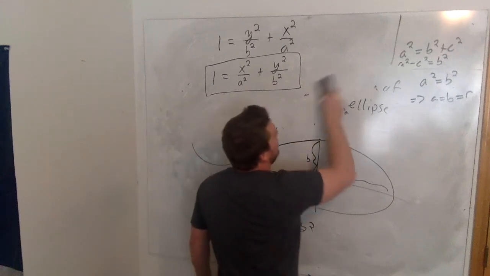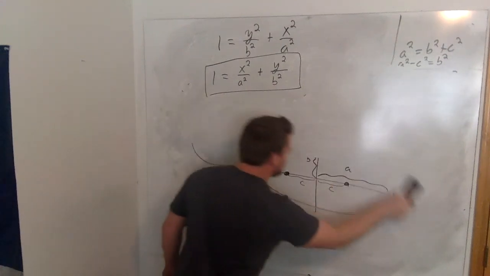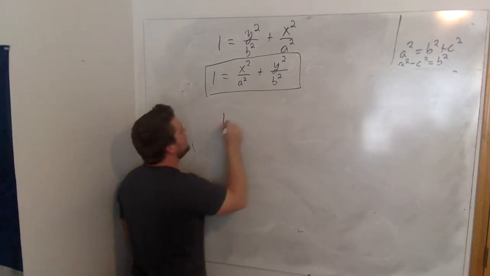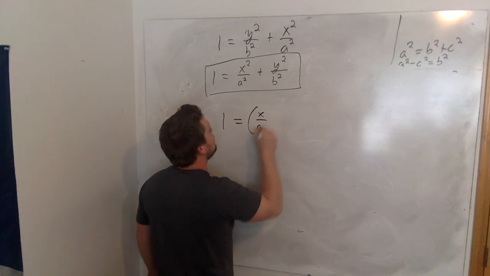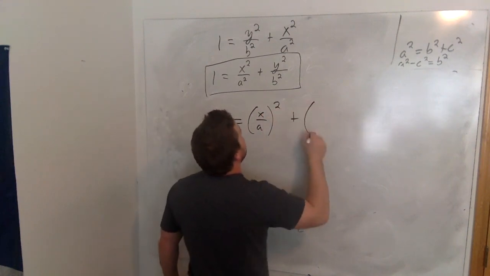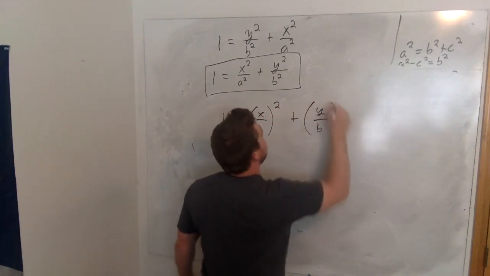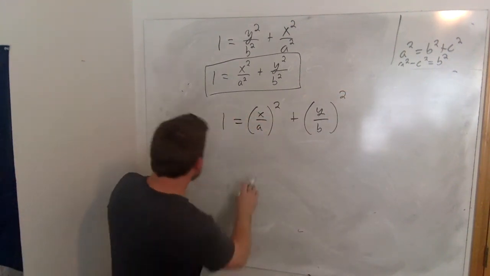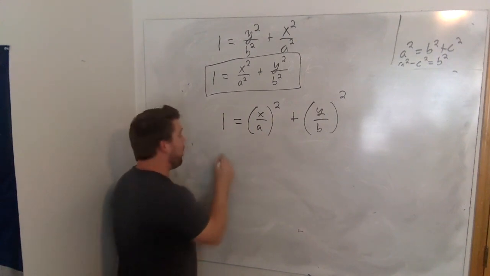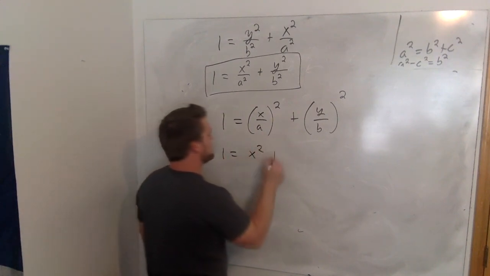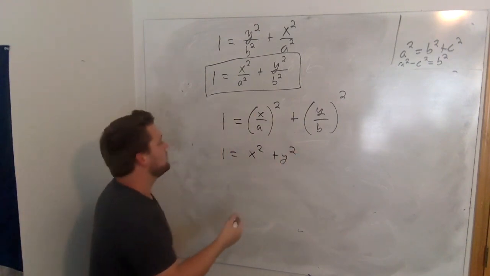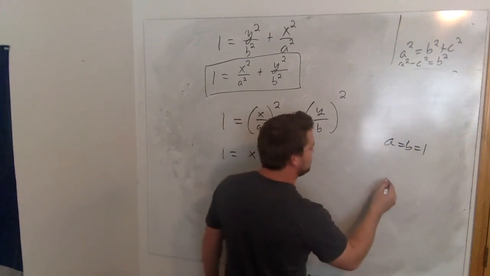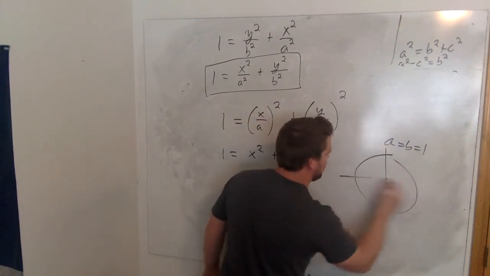Another great way to think about this formula, the way I like to think about it, is how about we write it like this: 1 is equal to x over a, quantity squared, plus y over b, quantity squared. Okay, well, if A and B were both just 1 here, this would be x squared plus y squared. That's if A is equal to B, which is equal to 1. This is just a circle, a circle of radius 1.